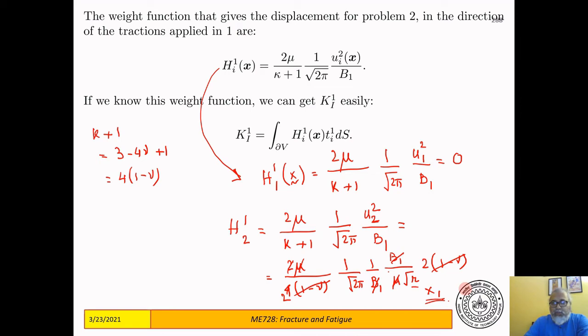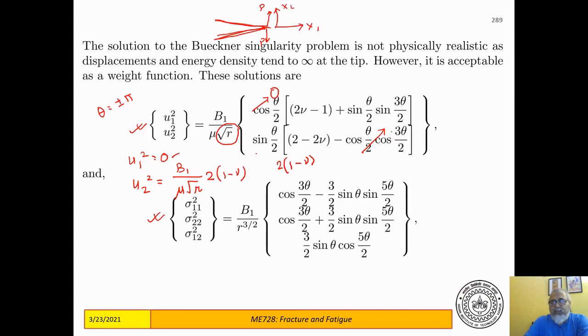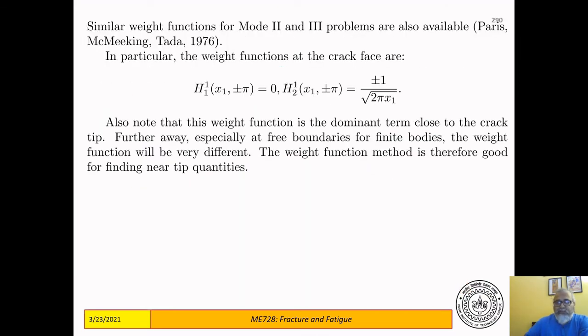So what you get as the weight function is h11 equal to 0 and h21 is equal to 1 by root 2 pi x1, r becomes x1, and if you do it at minus pi, you will get minus of this. So I have written plus pi and minus pi together, so it is plus minus 1 by root 2 pi x1. So this is the weight function that we will have to use in mode 1.